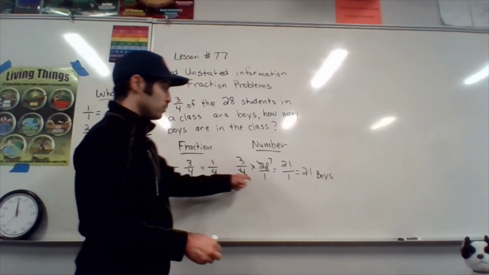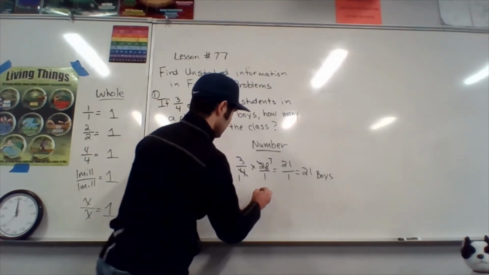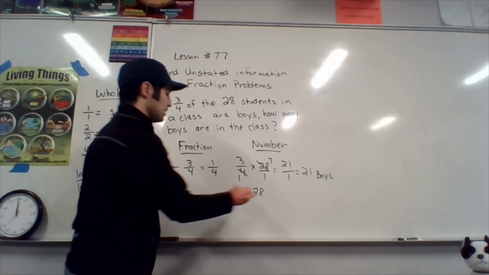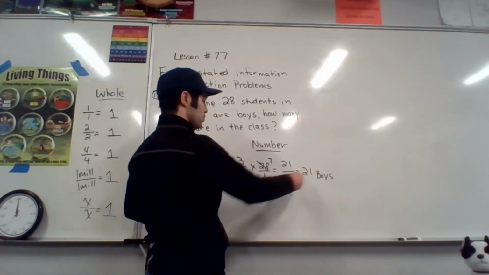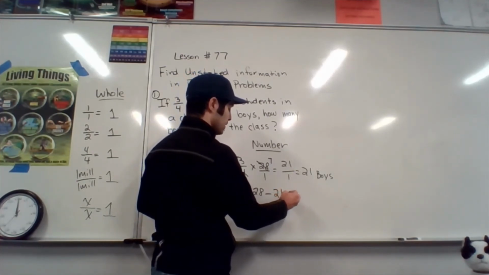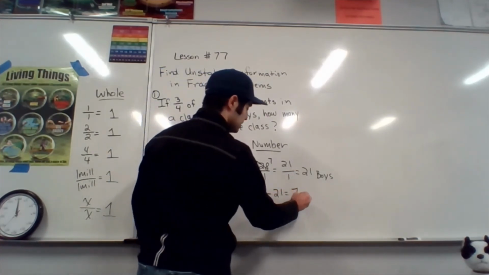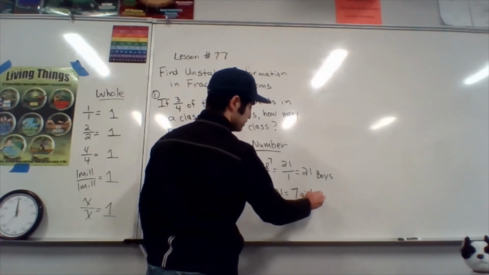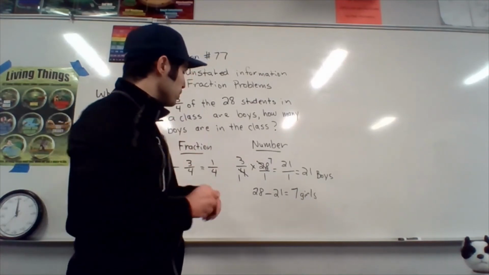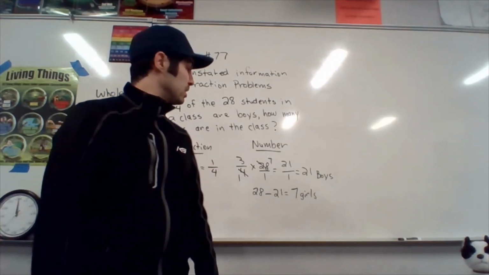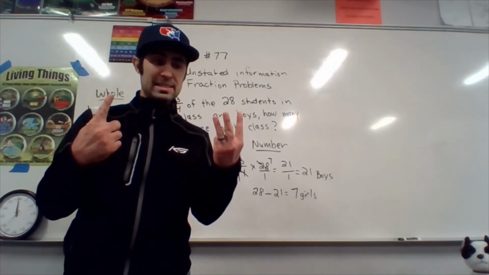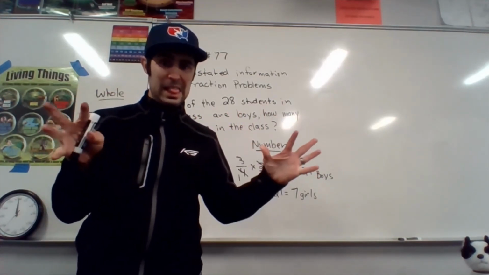Now we can find more unstated information here. Now we know that we started with 28. So if I take 28, which would be 4/4 of the class, and I subtract 3/4, which I just found out, 3/4 of 28 is 21, then that will give me 7 left over. 7 girls left over. Those poor girls. 7 girls have to put up with 21 boys. That means there's 3 boys for every 1 girl. 1 girl has to put up with 3 boys.